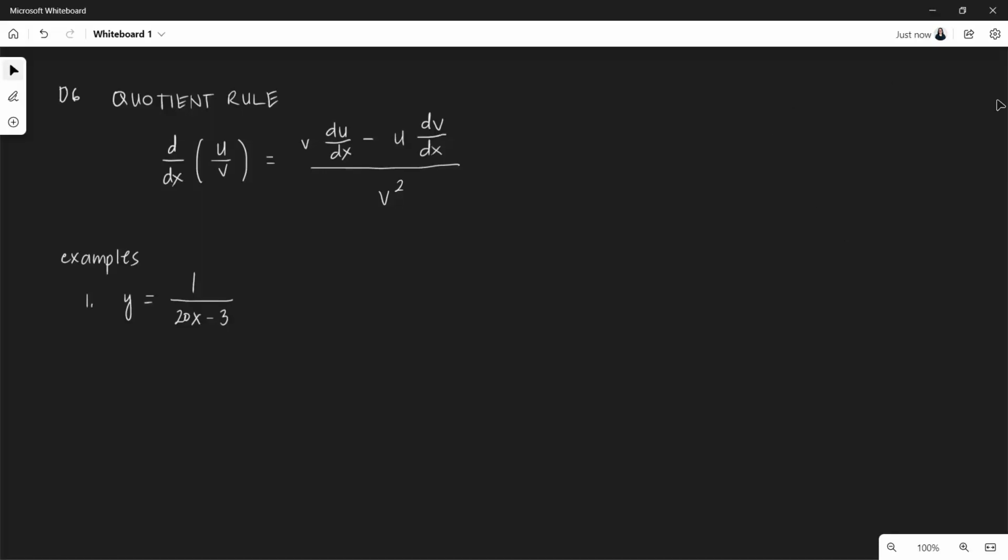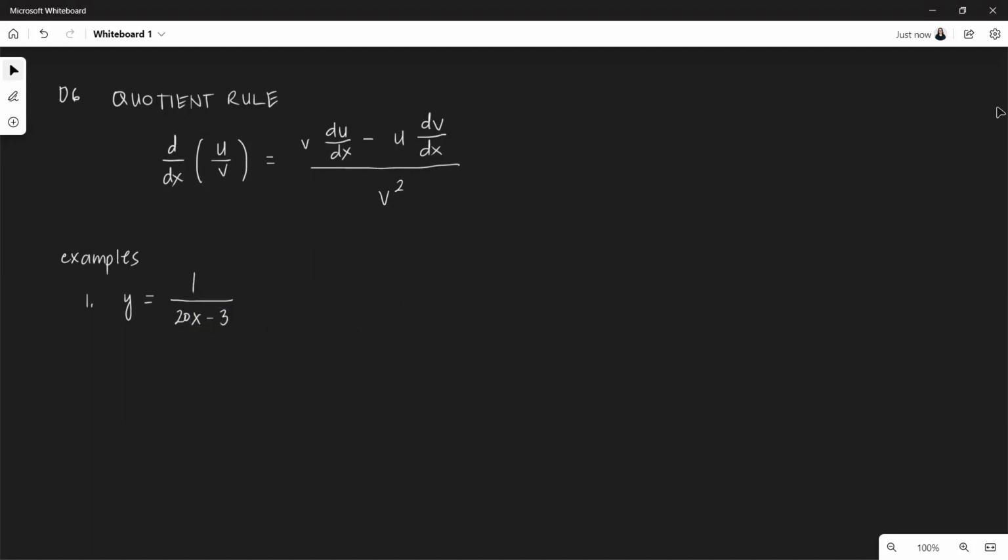So we have the quotient rule. If we have two functions of x, u and v, to get its derivative, we copy the function in the denominator, or the v, then multiply it with the derivative of the numerator with respect to x, and then minus the product of u and dv over dx, and then divide everything by the square of the denominator, or v squared. So for example, y is equal to 1 over 20x minus 3.